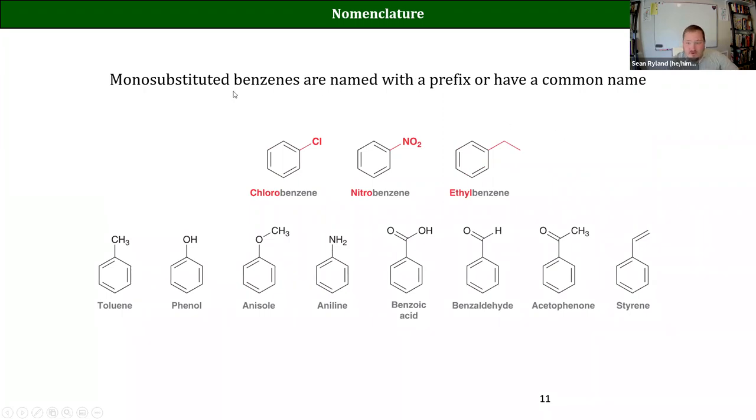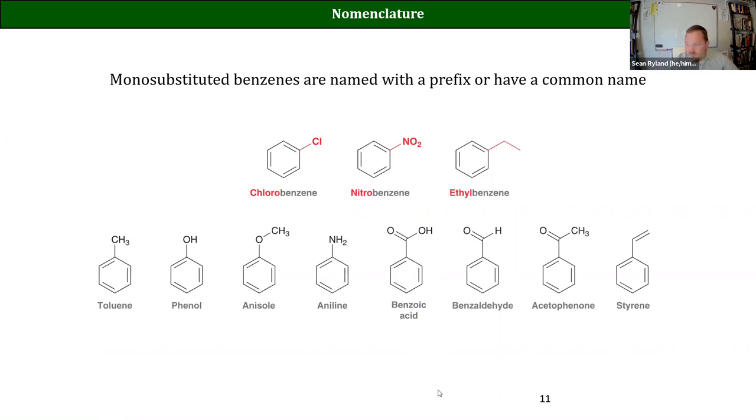Just a quick recap of how we name these benzenes. It's not technically IUPAC naming, because benzene is technically a common name, but we still use it the same way we would call it the parent molecule. So chlorobenzene, nitrobenzene, ethylbenzene, anything you've got attached. If you just have one thing attached to a benzene ring, we basically just name it with a prefix.